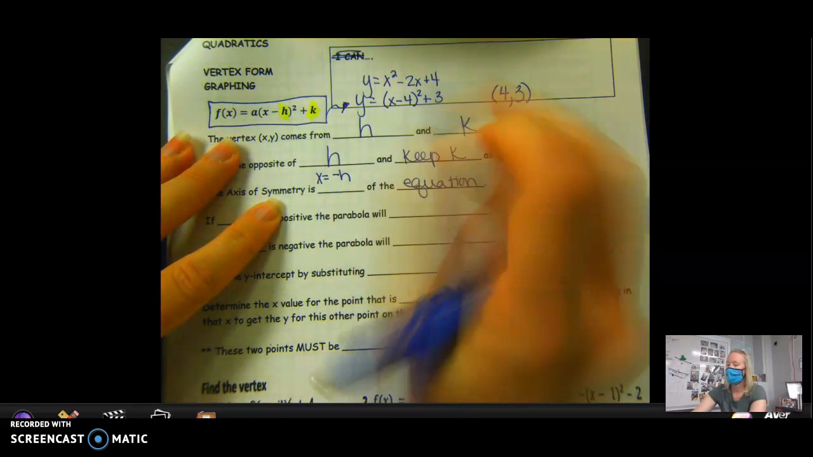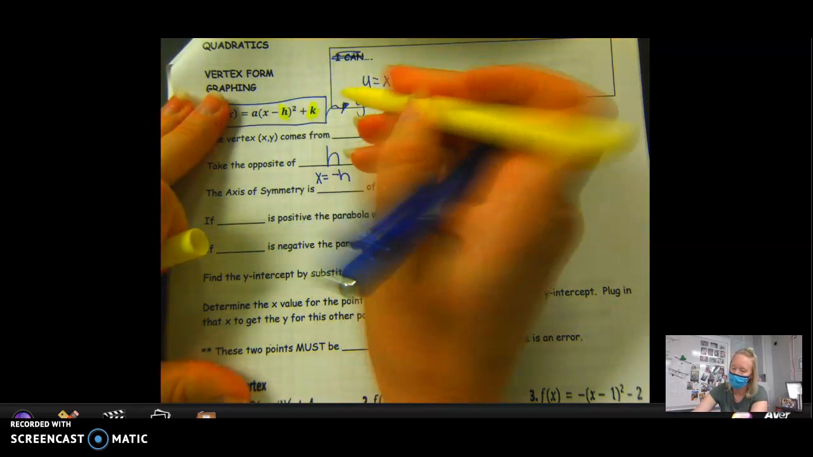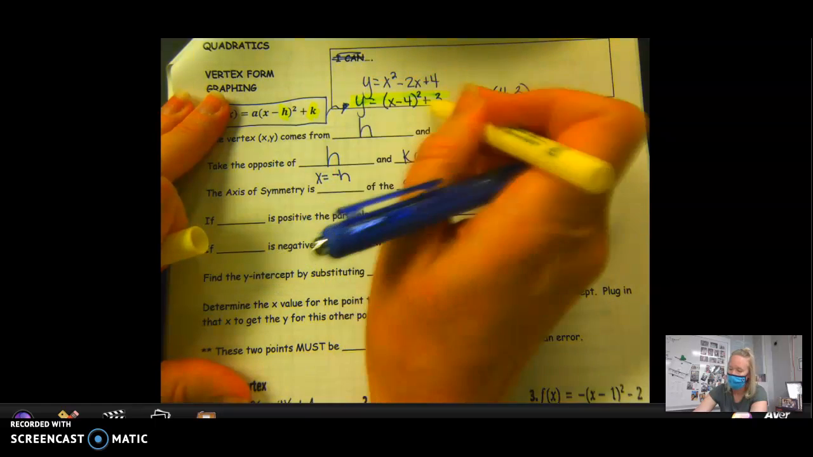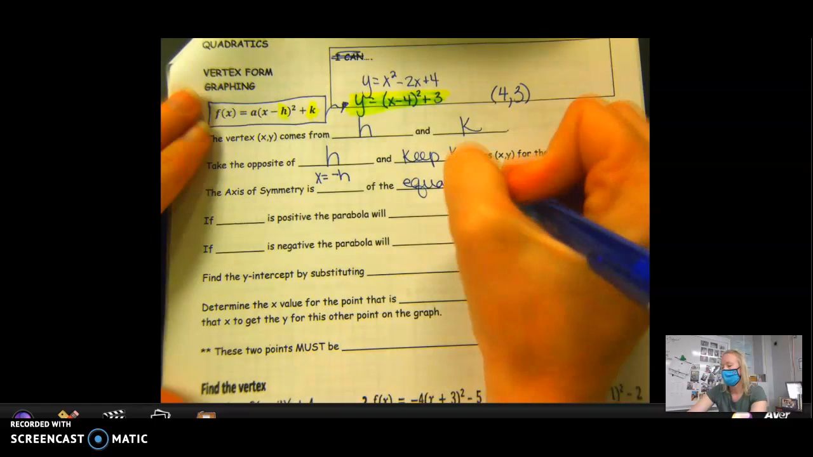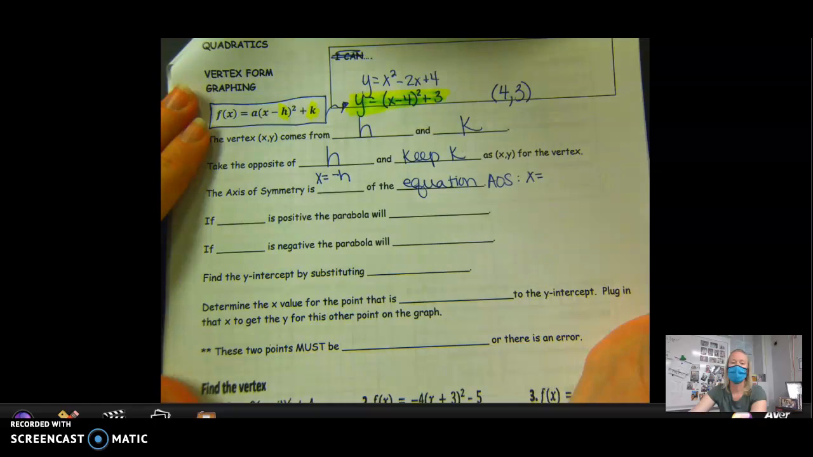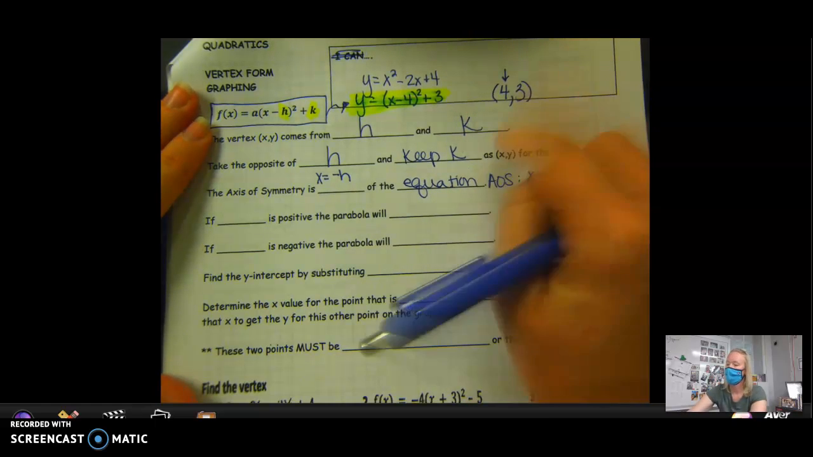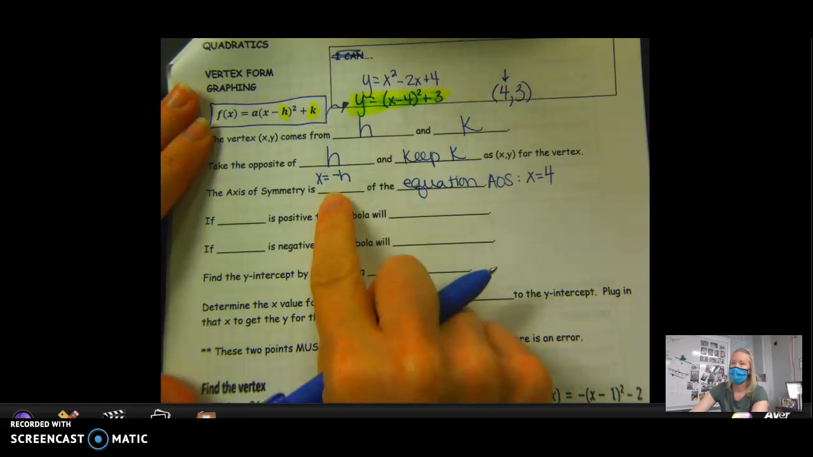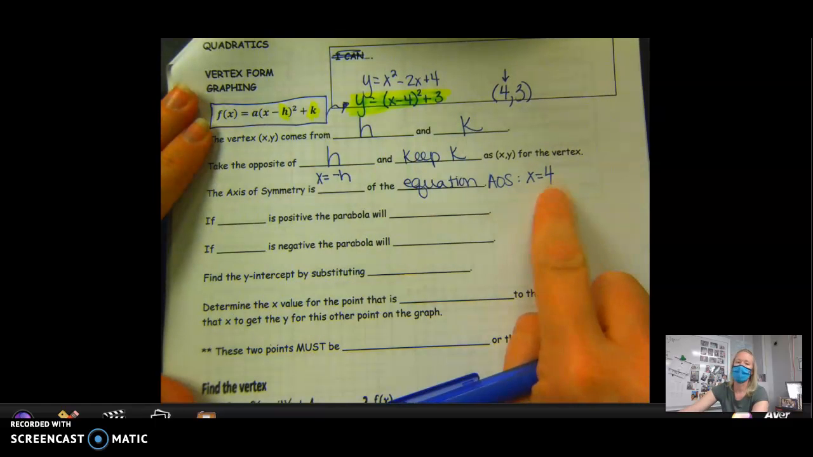So if I'm looking at this equation again for everything, this is what I'm going to use. My AOS is x equals, what is it? What does your x equal here? What did we say it was? 4. Opposite, so negative h. Opposite of a negative 4 is a positive 4, so that's why it's equal to 4.